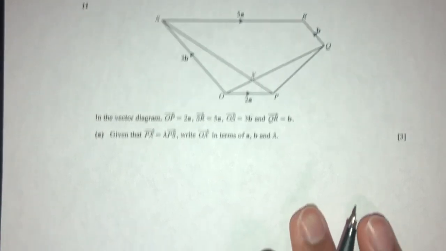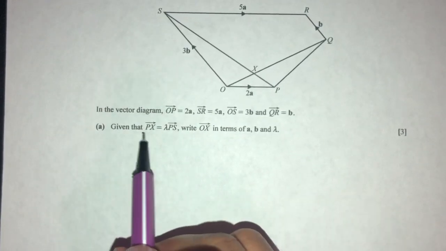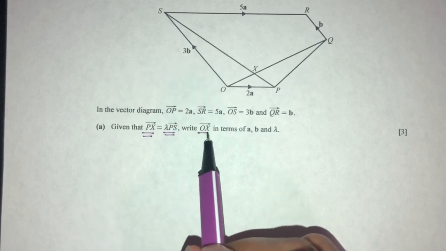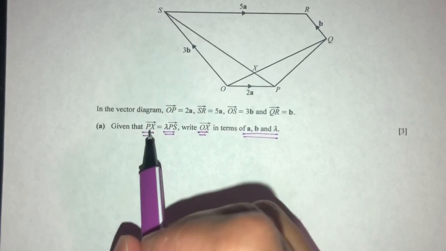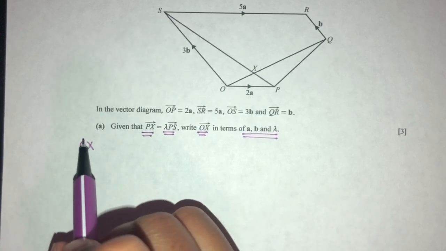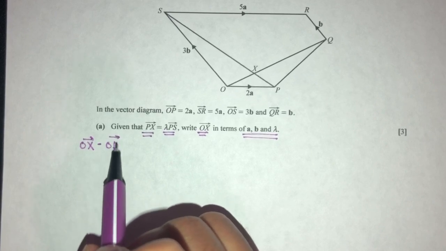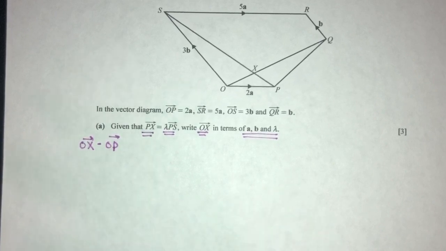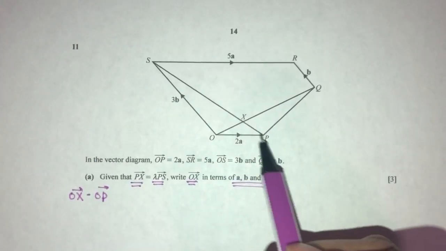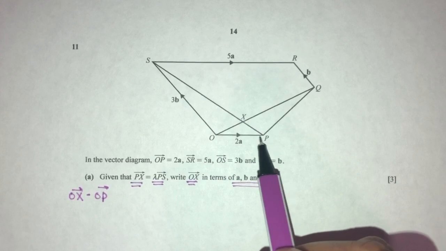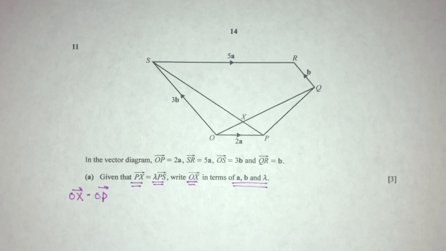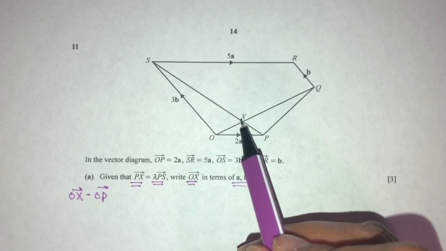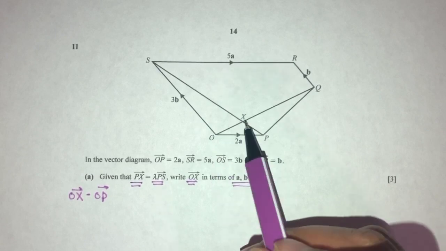So what can we do with this? Part 1: given that PX is equal to this, write OX in the form of this. Let's break it down. What is PX? PX is simply OX minus OP. We always take the second one minus the first one. Or you can use the diagram. P going to X, starting from P, I can go to O, and then O go to X. Makes sense, right? You can always use the diagram to help you break this down.